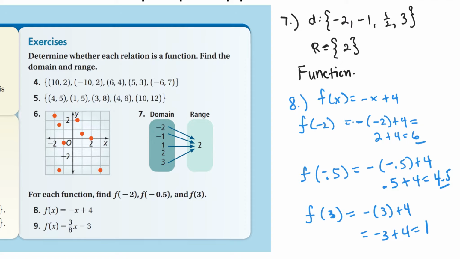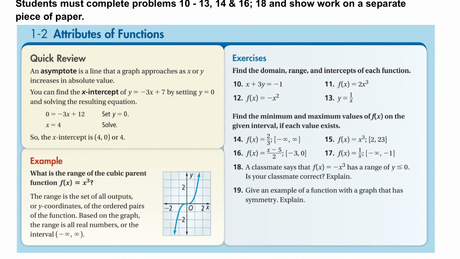So I just did number 7, and I also did 8, but I am requiring you to do 4 through 9. And on a separate sheet of paper, you have to show your work. I would like for you to focus your attention on the example. I know that I haven't gone over asymptote or x-intercept, but I want you to direct your attention to the example. There you have a cubic function. It says, what is the range of the cubic parent function f of x equals x cubed?